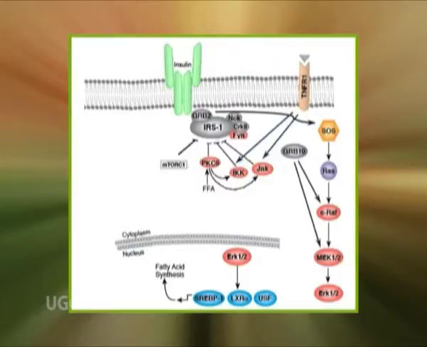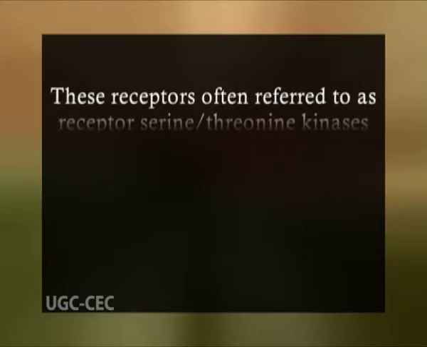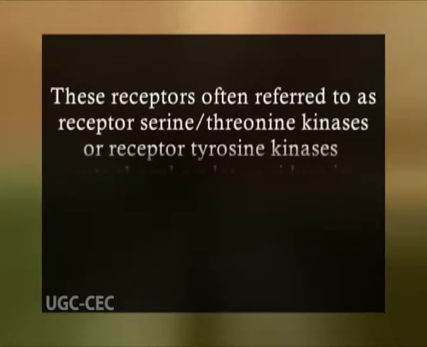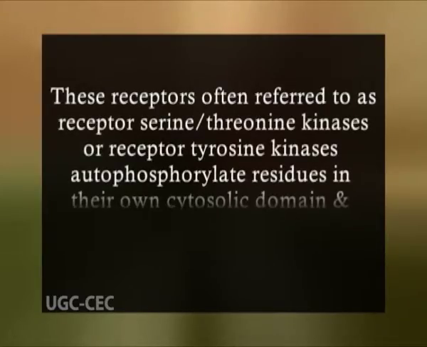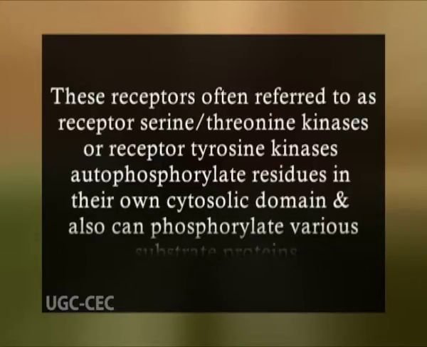In most cases, the ligand binds as a dimer, leading to the dimerization of the receptor and activation of its kinase activity. These receptors, often referred to as receptor serine threonine kinases or receptor tyrosine kinases, autophosphorylate residues in their own cytosolic domain and can also phosphorylate various substrate proteins.